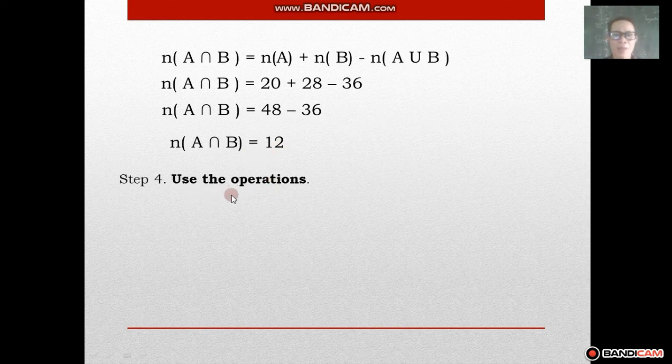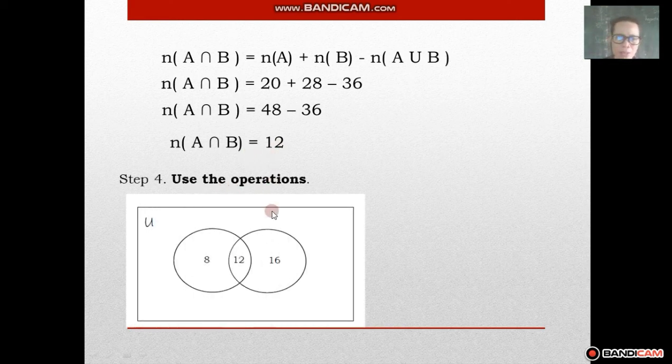Right? Then, step number 4. Use the operations. So this is now the Venn diagram. This is set A, this is set B, and this is their intersection. Take note, based on the given value, the cardinal number of set A is equal to 20. Since we already have 12 here, we must add only 8 in this area. So, the total is 20, and we are correct.